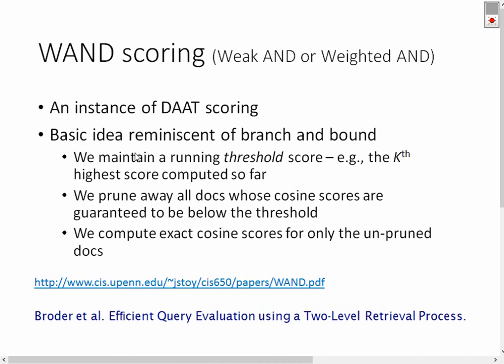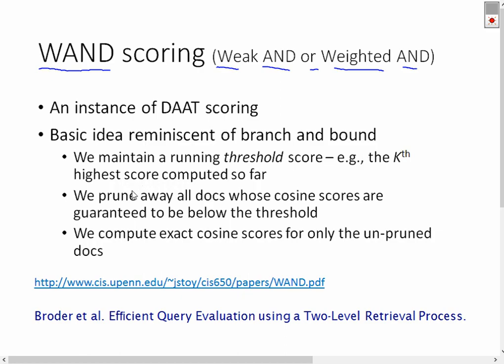Now, one of the things I'm going to ask you to go look at is a technique for actually scoring and sorting. It's referred to as WAND. It stands for weak and, or weighted and, scoring. It's all based upon DAAT, or document-at-a-time scoring. And the basic idea behind it is that it's an implementation of a branch and bound algorithm.